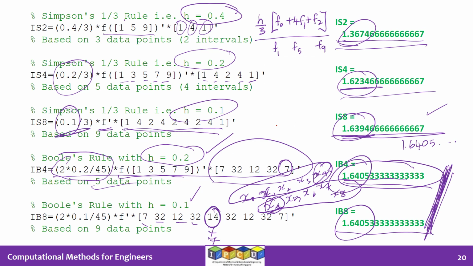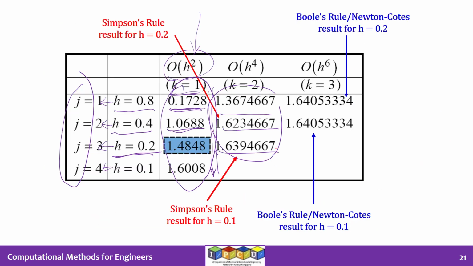When h is equal to 0.1, we got 1.6394667. So these are the 3 numbers that we got from Simpson's rule, except that we have pushed it up. This number, actually, we got for h is equal to 0.1, but we have just written it there. Doesn't matter. This is for h is equal to 0.1.